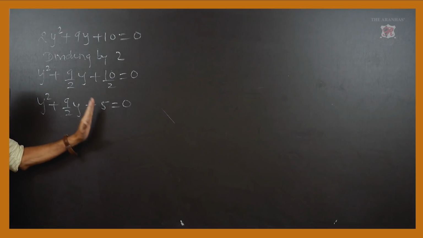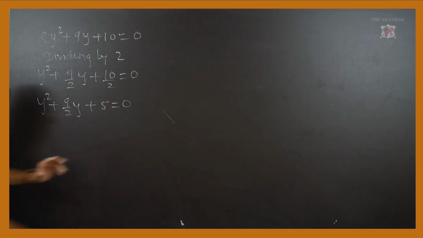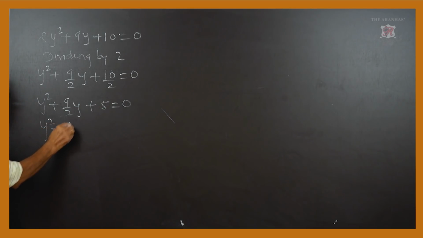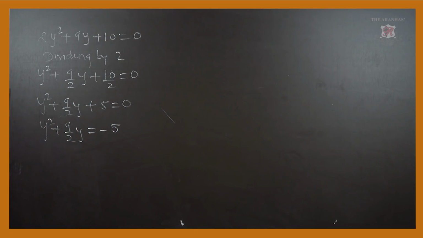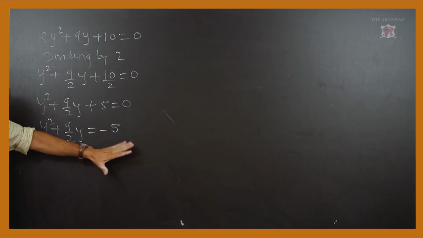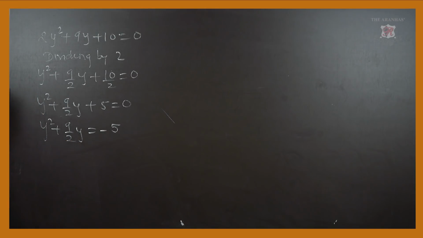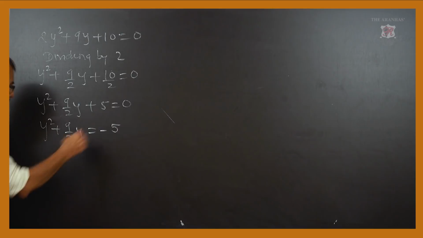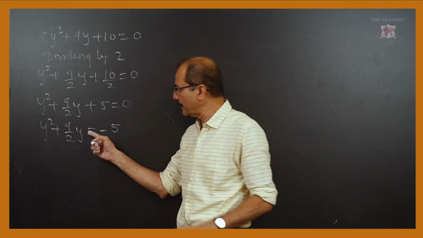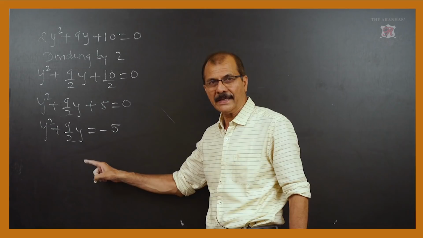Then I told you shift the constant term to the right hand side. Y square plus 9 by 2y is equals to minus 5. Till here you can do very easily. Now, next step is I told you, you want to add something on both the sides so that the left hand side will become the square of a binomial. Now, to find that, to find the term to be added, how to find that term?